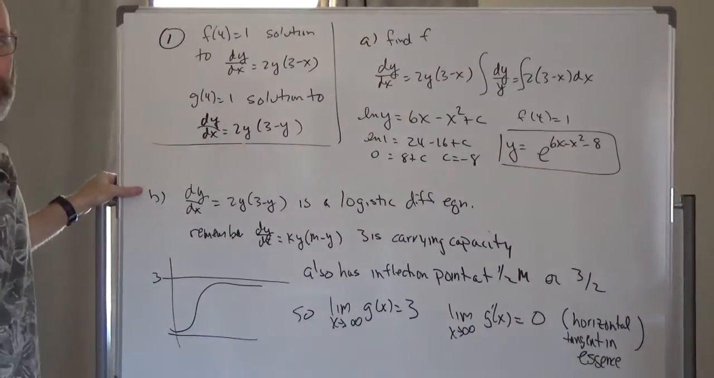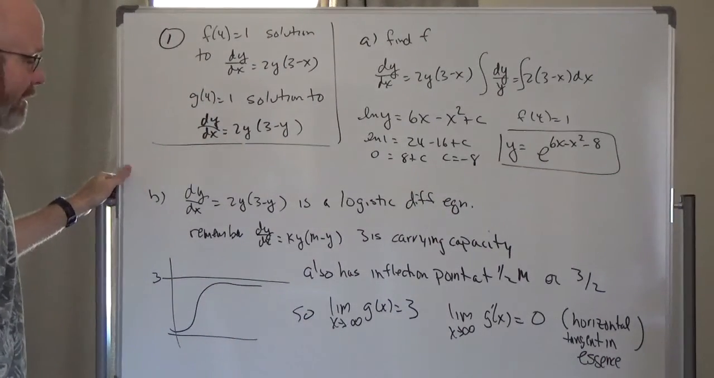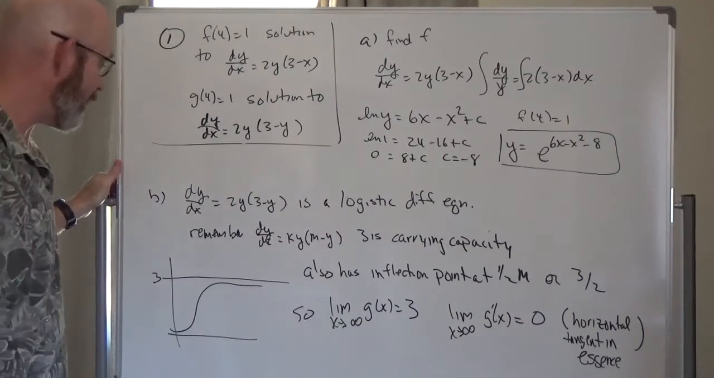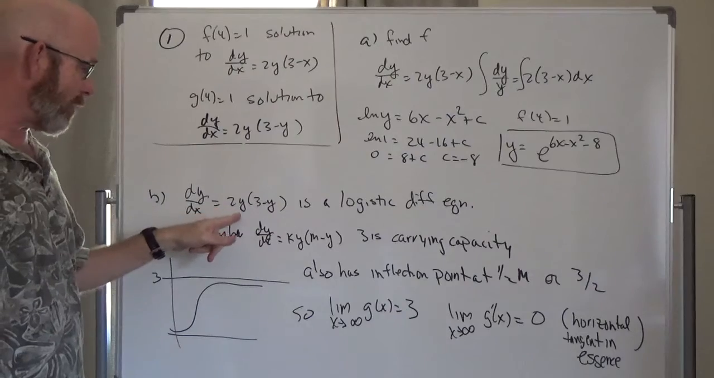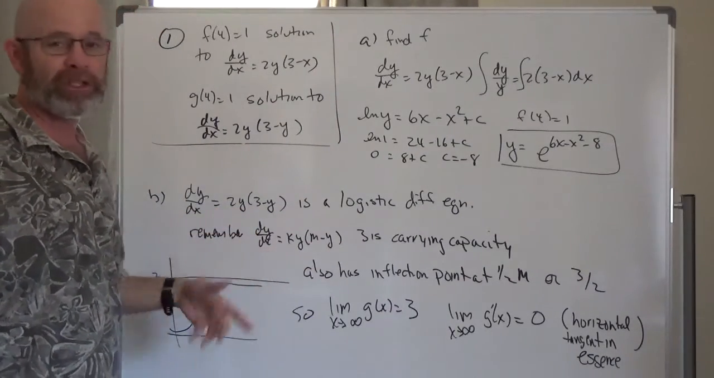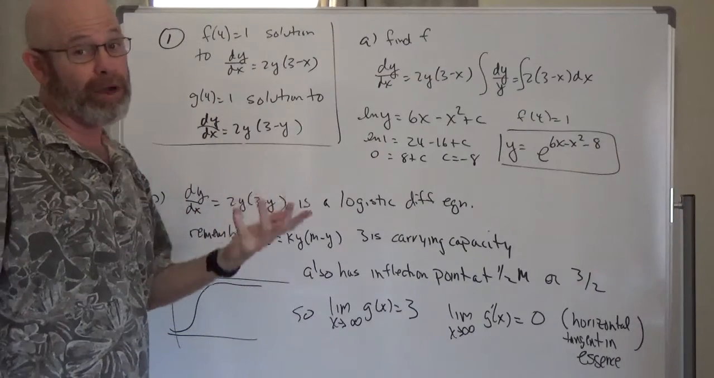This is a logistic differential equation. You probably won't be asked to solve one of these because it's partial fractions and it's really horrible. It took me 3 pages in class, I don't know if you remember. But anything that looks like ky times (m minus y) is called a logistic differential equation. And we just know some things about it. These are really quick, easy problems, actually.